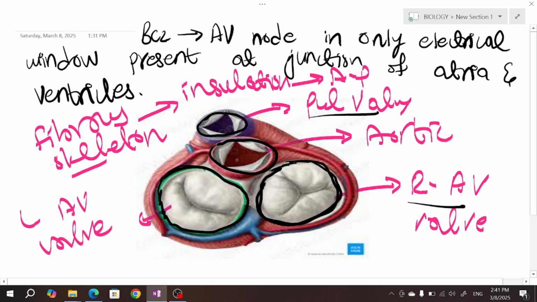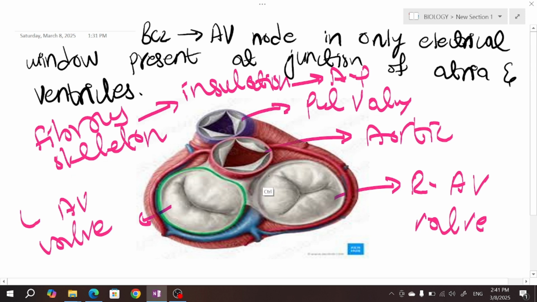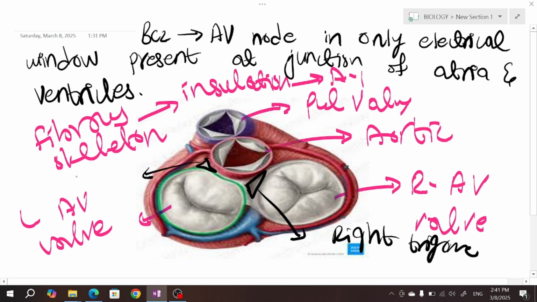Now there are two trigons in the fibrous skeleton. There are two triangular structures present in the fibrous skeleton of the heart. The first one is this one, and the second one is this one. This one is the right trigon of the fibrous skeleton of the heart, and this one is the left trigon.